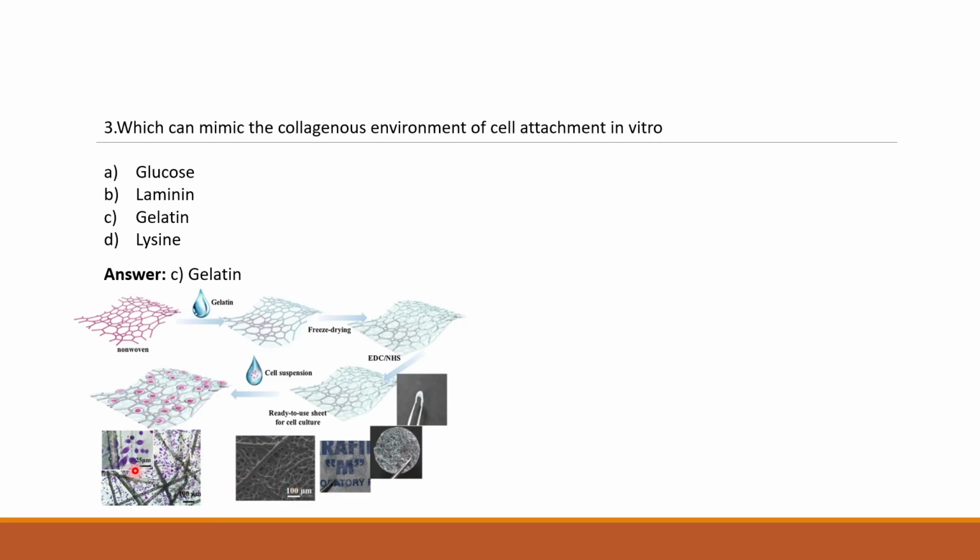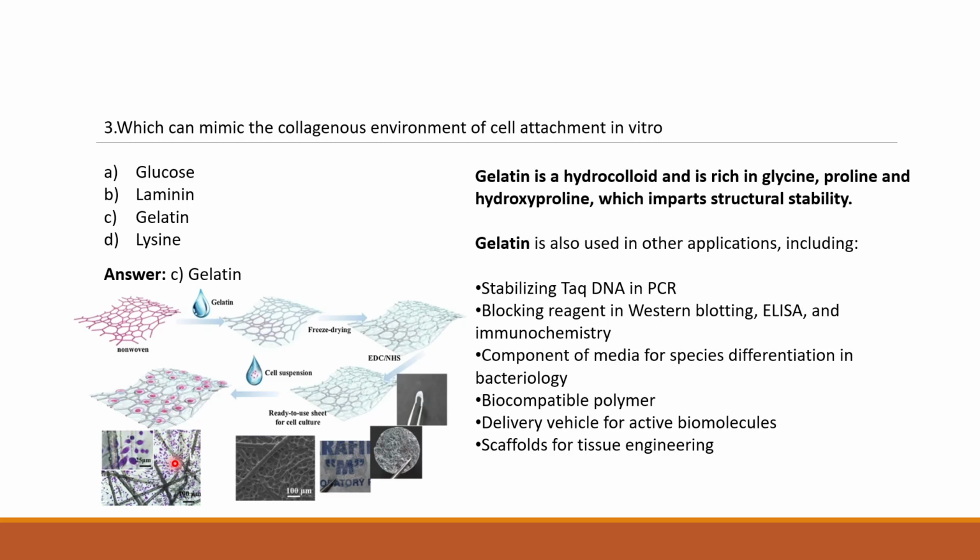Here you can see the blue colored stain are your cells, and these are your gelatin woven sheets. So your cells will attach to this gelatin and then they will grow happily. Gelatin is a hydrocolloid and is rich in glycine, proline and hydroxyproline, which imparts structural stability. Gelatin is a hydrocolloid, meaning it's a hydrolyzed form of your collagen. Gelatin is also used in other applications.